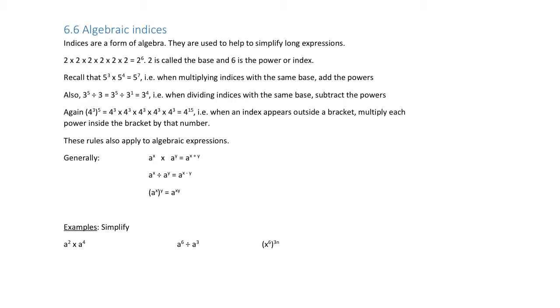We should also know that 5 cubed multiplied by 5 to the power of 4 is 5 to the power of 7. The reason for that is 5 cubed is 5 times 5 times 5, and 5 to the power of 4 that we're multiplying it by is 5 times 5 times 5 times 5, and altogether we can see that there are 7 5's, so that's going to be 5 to the power of 7.